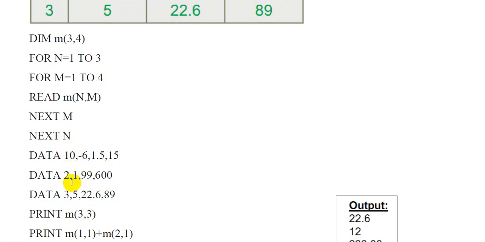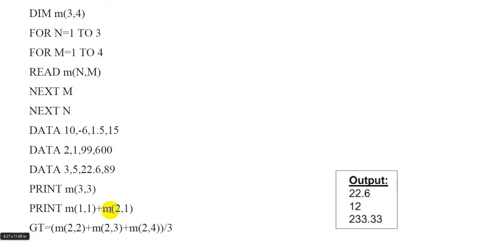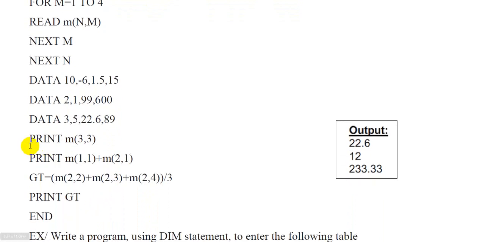For the first columns, 10, 2, 3, and the 6, 1, 5, as well as 1.599, 92.6, and 15, 689 for the third and the second column, respectively. As you can see, for the second and the third column, respectively. Print M33. M33 is the demand 2 here of the question, or the request 2 of the example, as stipulated previously.